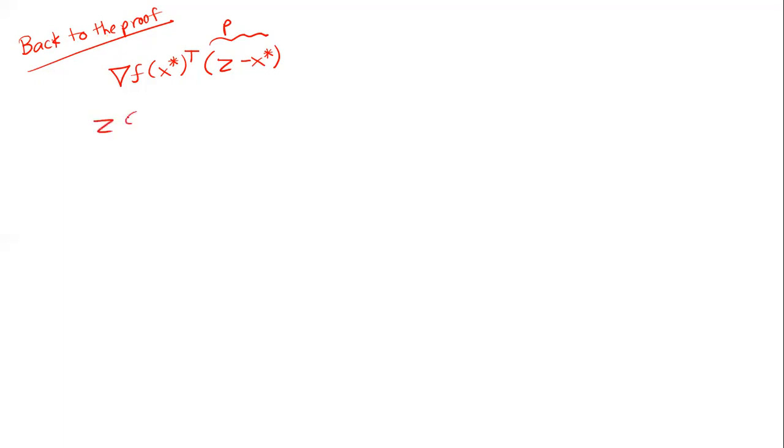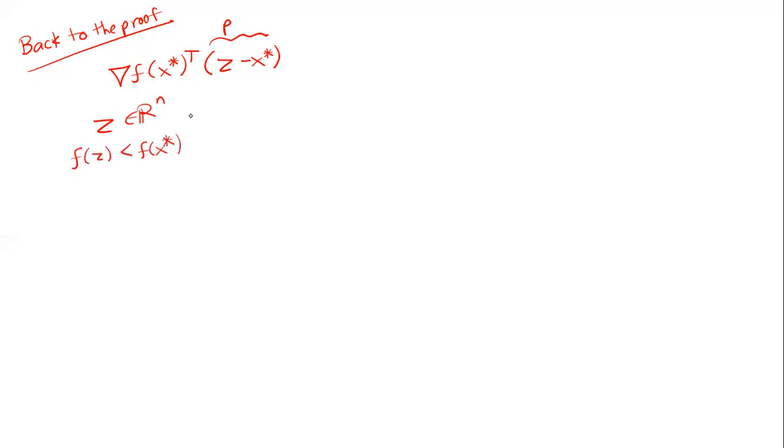So, back to the proof. Okay, so what we've got now is we're going to make this statement. So we're going to look at del f of x star transpose, and then we're going to have this interesting thing here, z minus x star. So you can think of this like a p. And so what is the idea here? What is z? So z is going to be the same thing as in the first half. So z is, again, in Rn, and f of z is going to be less than f of x star.